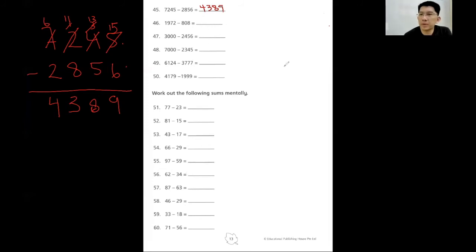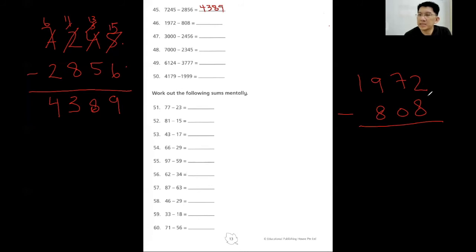Now let's do number 46, 1,972 minus 808. Remember, I don't write the 8 under 1 because 8 belongs to the hundreds, 800. So I have to write it together with the hundreds from this number, and the hundreds for this number is 900. So they're together. And then 0 is under 7 and 1 is under 2. Okay, draw a line. Now, let's start from the right.